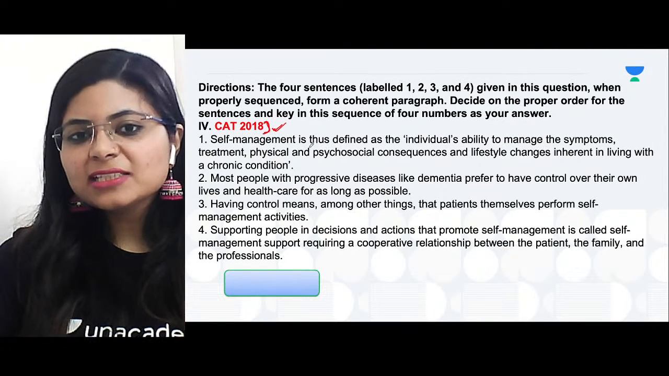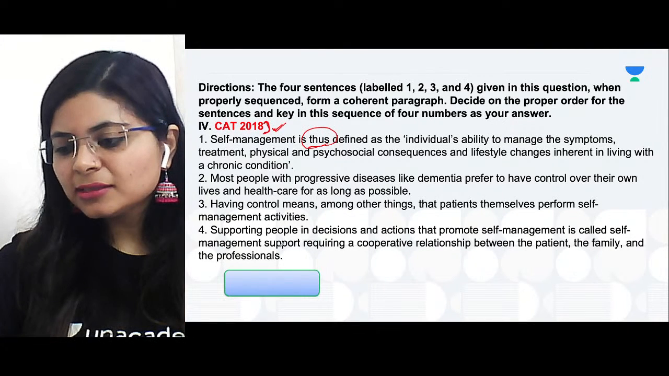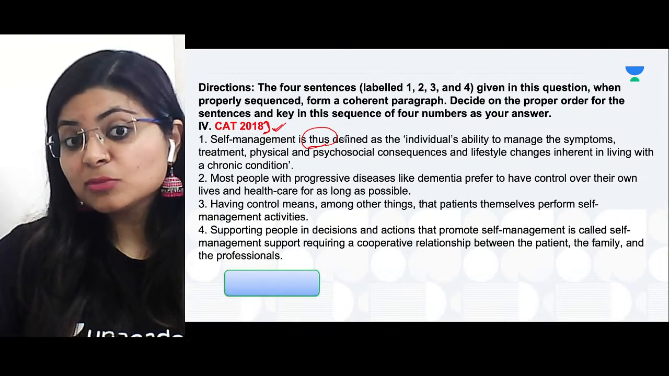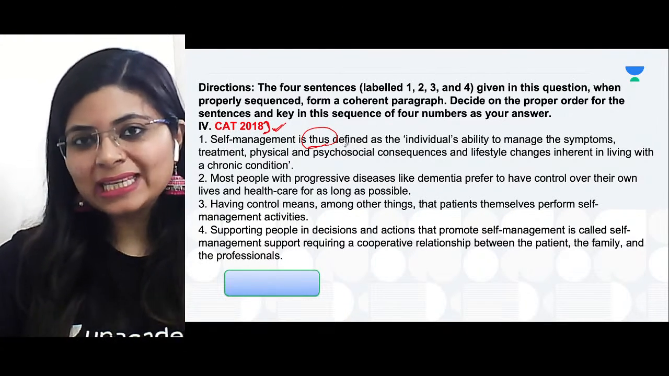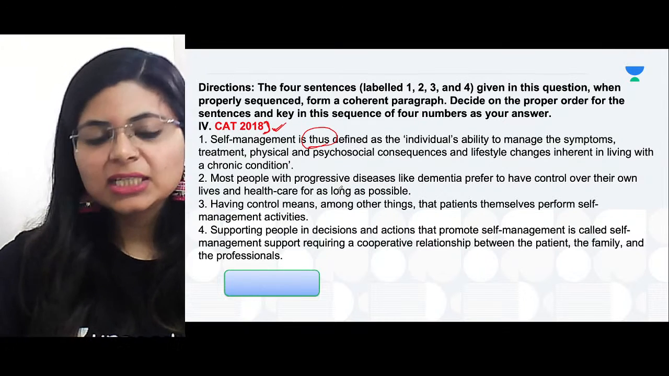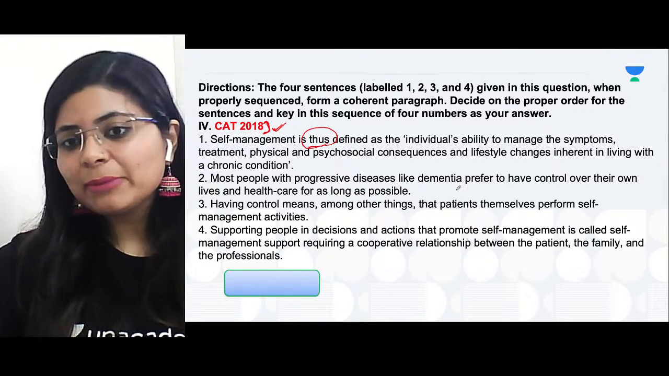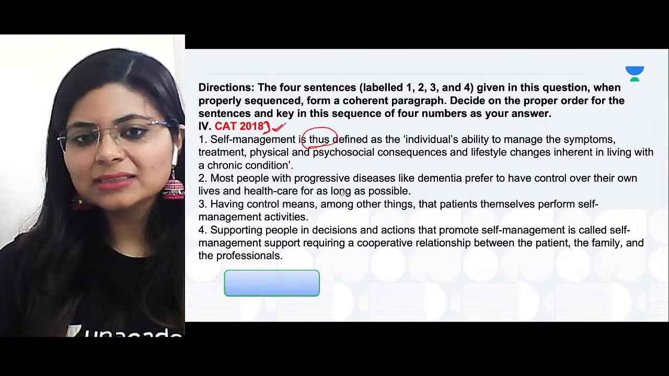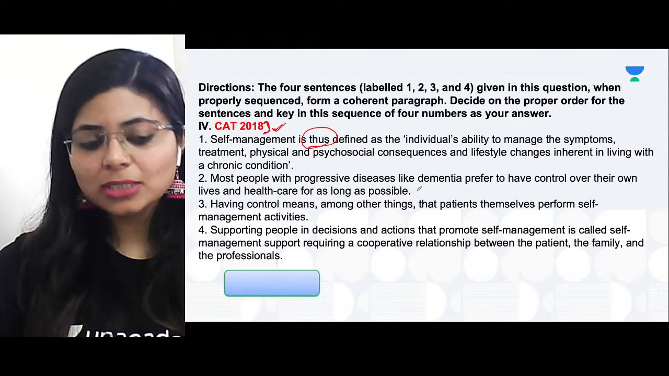हाँ. Self management is thus defined. तो ये तो intro हो ही नहीं सकता, unless the other sentences give us a hint, but otherwise no. This is more of a conclusion. कुछ समझाएंगे फिर कहेंगे self management is thus defined. Most people with progressive diseases like dementia, forgetting things, Alzheimer's, etc., prefer to have control over their own lives and healthcare for as long as possible. That's the introduction.